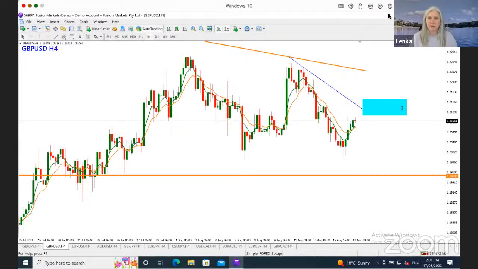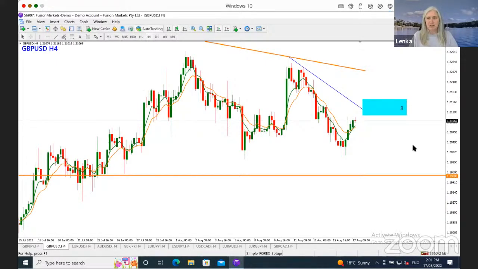Welcome to Simple Forex Setups, where I will be going through 10 currency pairs and looking at setups on the 4-hourly time frame. Sorry, all the windows are in a different spot now. There we go. All right, we're going to start off with GBP USD.